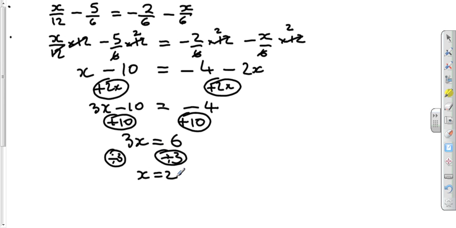You can, of course, check this answer by putting it into the original thing to see if it works, and hopefully you should find it does work.